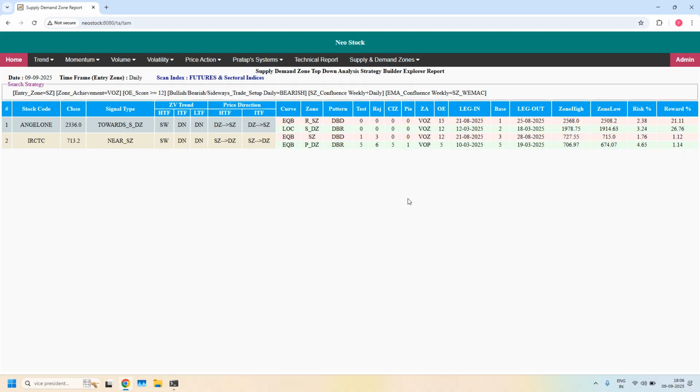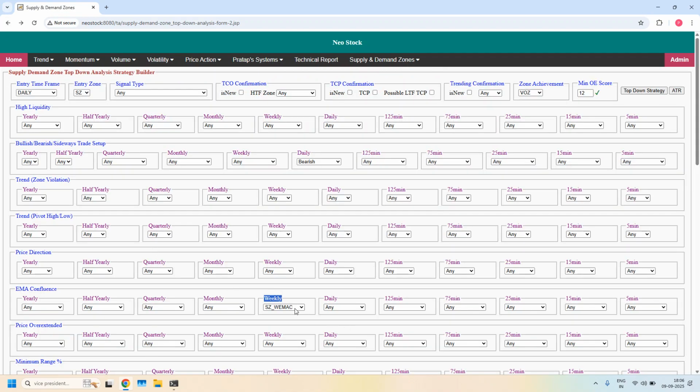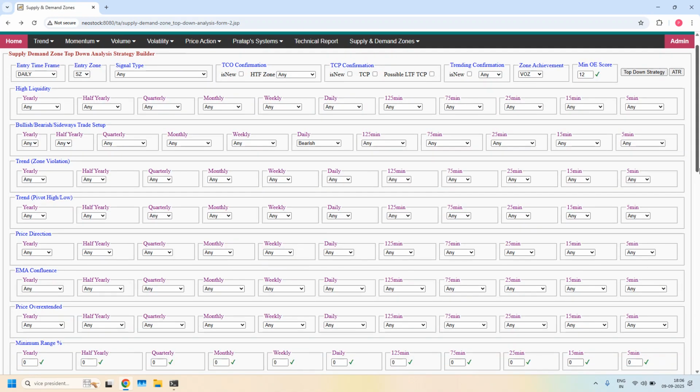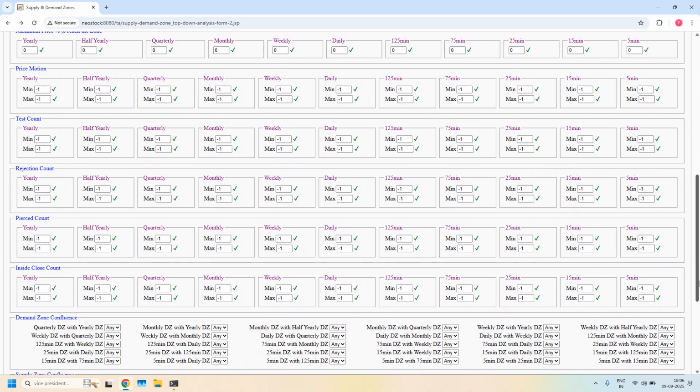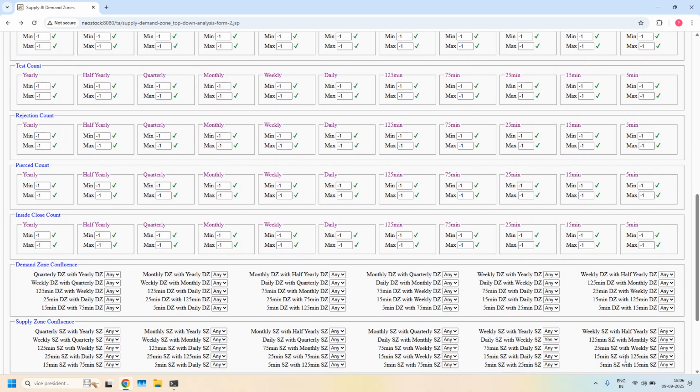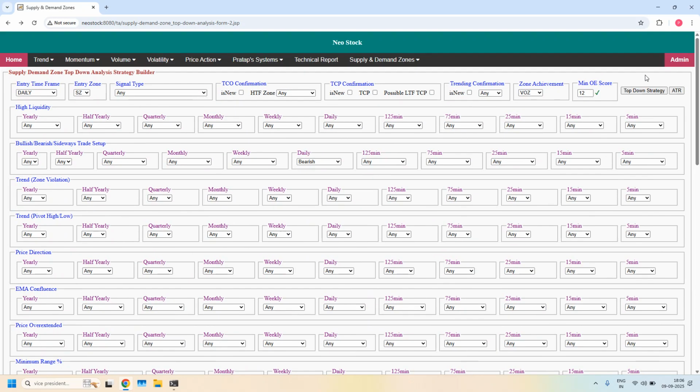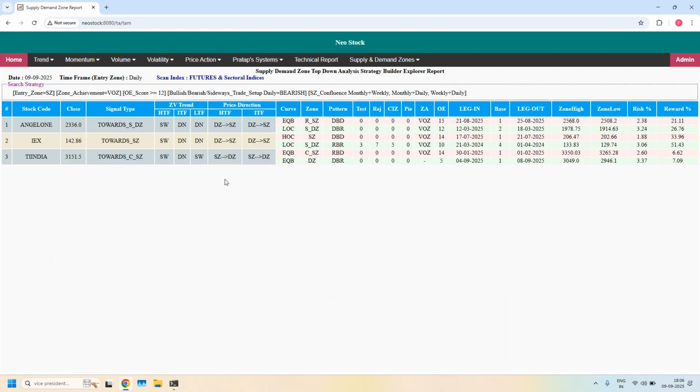Okay, next let us look into LTF, ITF and HTF supply zone confluence supported stocks. Removing the ITF EMA filter, for supply zone confluence we have to set 3 filters. First one, daily and weekly supply zone, already enabled. Daily and monthly supply zone confluence, weekly and monthly supply zone confluence. With all the 3 filters, we got 3 stocks.